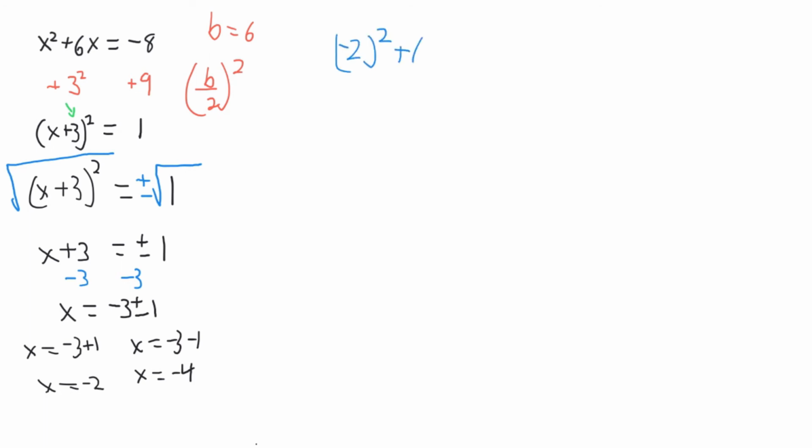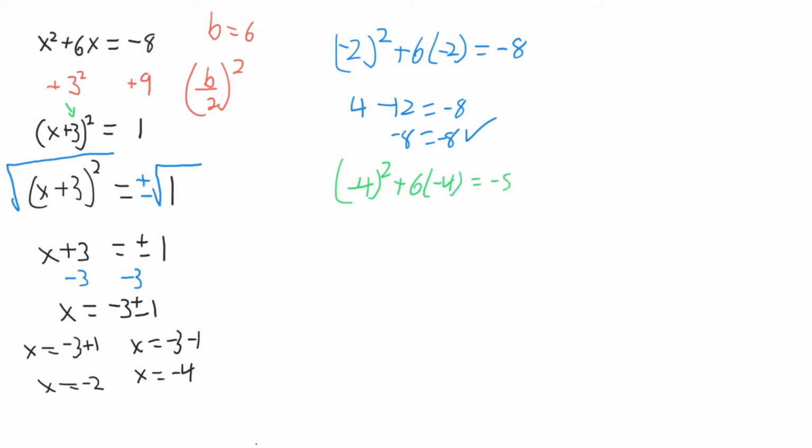Checking the solutions, negative 2 squared plus 6 times negative 2 equals negative 8. If we go through the arithmetic here, we will see that in fact negative 2 is a correct solution. Similarly, we will try x equals negative 4, the second solution. So negative 4 squared plus 6 times negative 4 equals negative 8. And once again, as we go through that arithmetic, we will see that both solutions do in fact work for this quadratic.